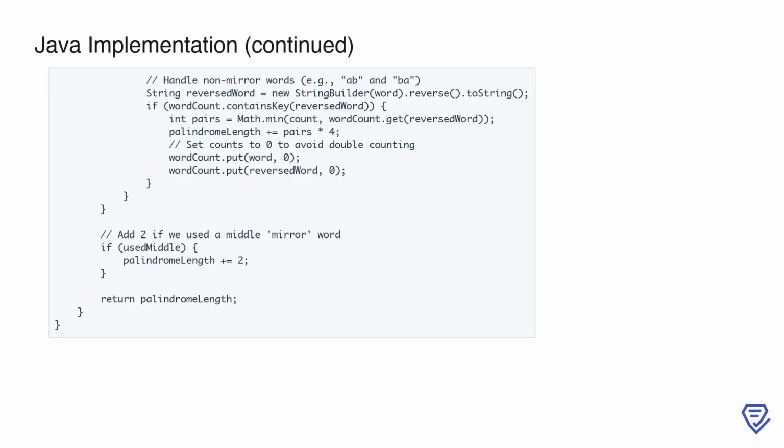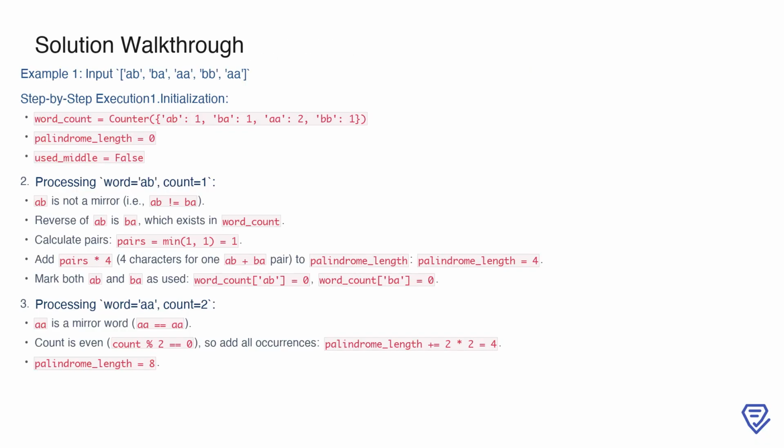Here, we are working with the input array ab, ba, aa, bb, aa, and breaking down the solution step by step. First, we initialize the variables. The word_count dictionary tells us how many times each word appears. For example, ab and ba appear once each, while aa appears twice. The palindrome_length starts at 0, and we use used_middle to track whether we've used a single mirrored word as the center of the palindrome.